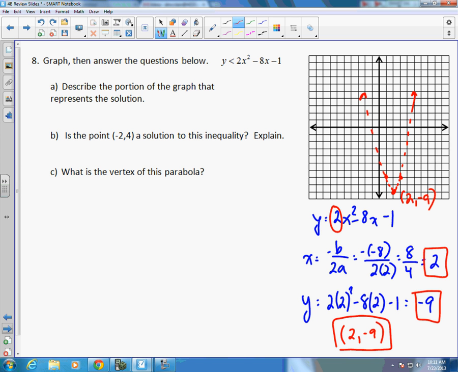And make sure it looks like a U. Don't draw a V at this point. A lot of students like to draw a V. A V is an absolute value graph. This is not absolute value. This is a quadratic. And if you want to get more points, go to your table, type the equation into y1 and look at your table.